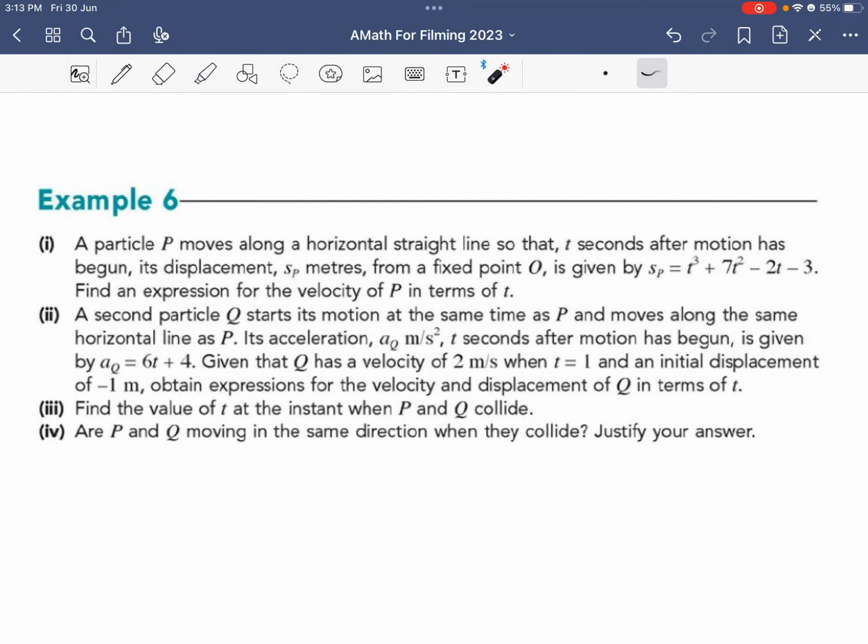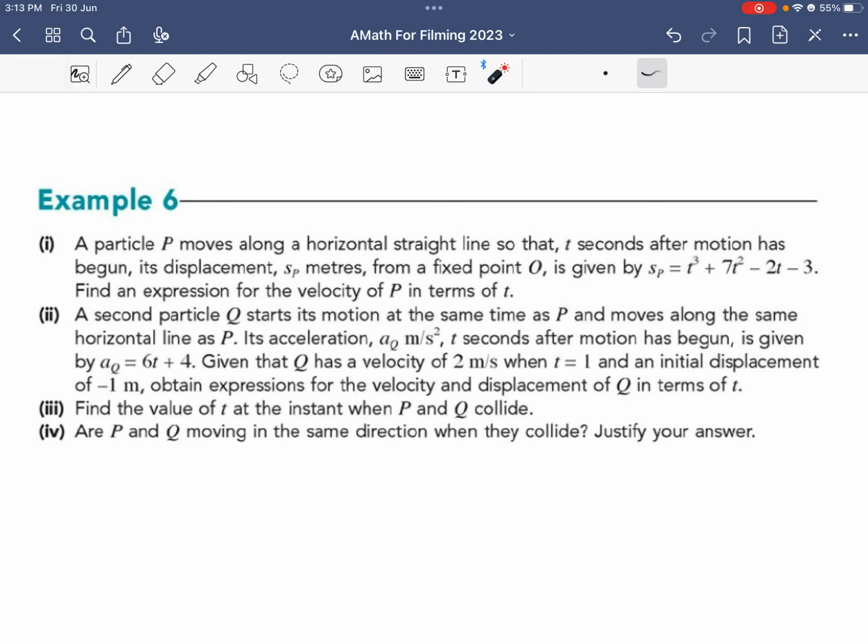Okay, today we'll cover part 4 of 18.2, and we'll start this lesson off with example 6. Example 6 can be found in your textbook on page 155. I will just give you some time to read it. You can pause the video and read it from your textbook.